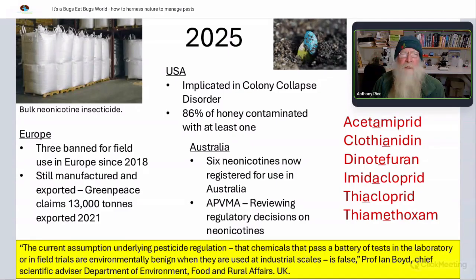Greenpeace claims that 13,000 tonnes was exported in 2021. And I'll tell you why that's a significant amount. That doesn't seem that much when you compare it to some of the other pesticides that we put out, but I'll explain why it is.